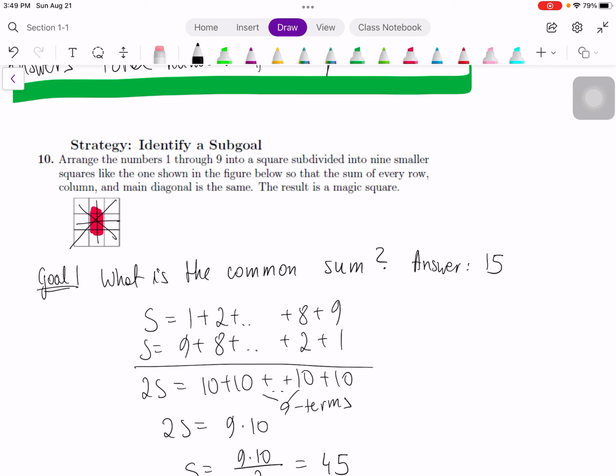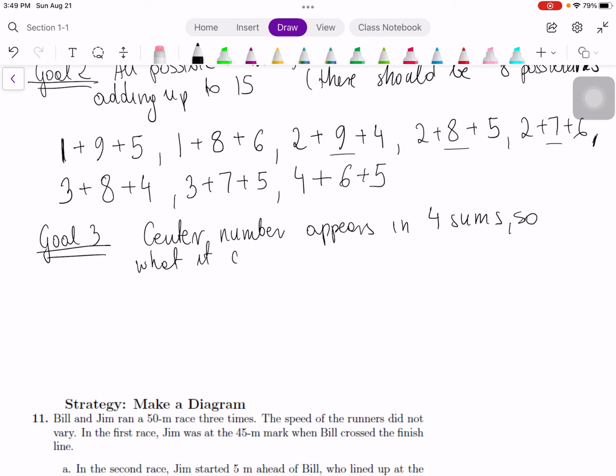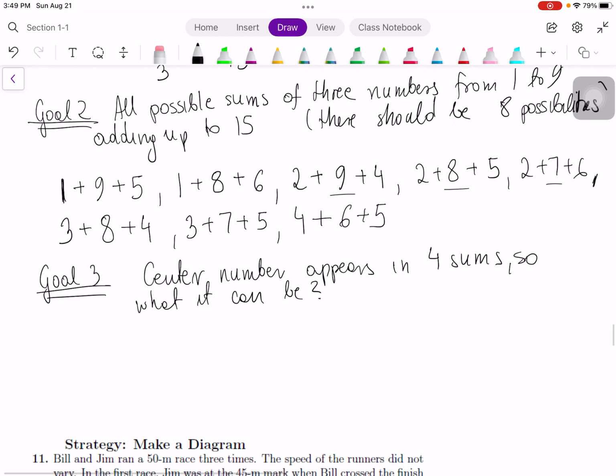So I'm going to look at what number, the center number, appears in 4 sums. Okay, so what it can be, that's kind of my question. Okay, so I look at those possible sums I listed. Is there a number that shows up 4 times in 4 different sums?